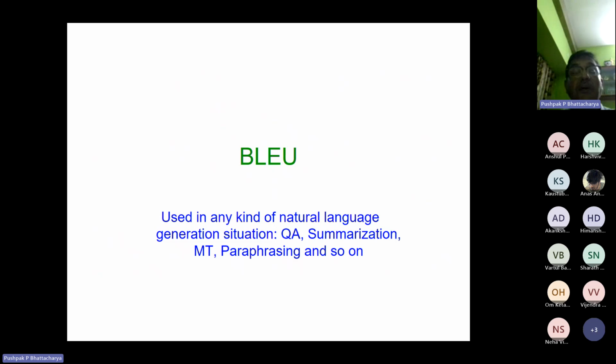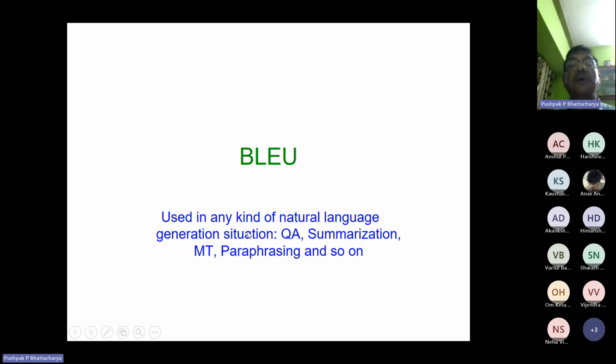Okay, so now let me introduce quickly the BLEU score in about 10 minutes' time. We'll continue the discussion going forward, which, as I said, will lead to discussion on a very important topic of hypothesis testing, which applies not only to NLP, but the whole of machine learning. BLEU score is used in any kind of natural language generation situation: question answering, summarization, machine translation, paraphrasing, everywhere the output is a piece of natural language text. So this is a case of natural language generation, and BLEU score is used there.